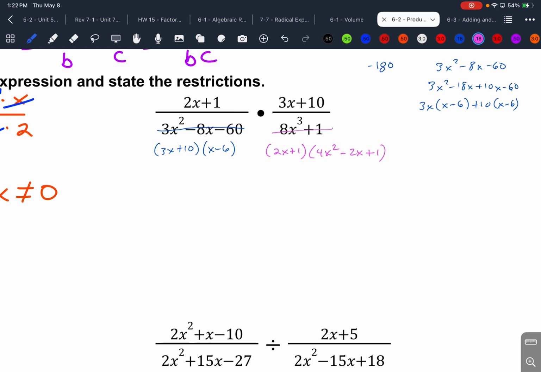So let's look for our restrictions. I'm just going to put that over here. What can't x be? What do you got?